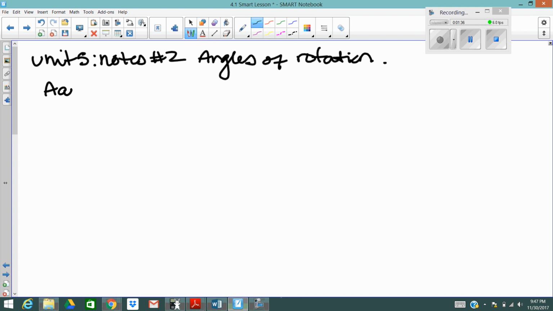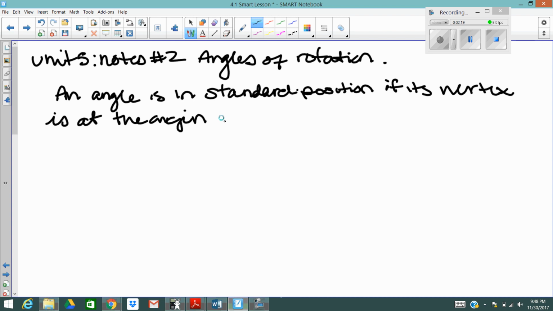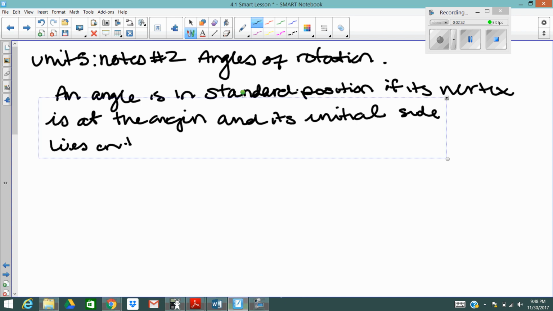All right, so an angle is in standard form, also known as standard position, if its vertex is at the origin and its initial side lies on the positive x-axis.